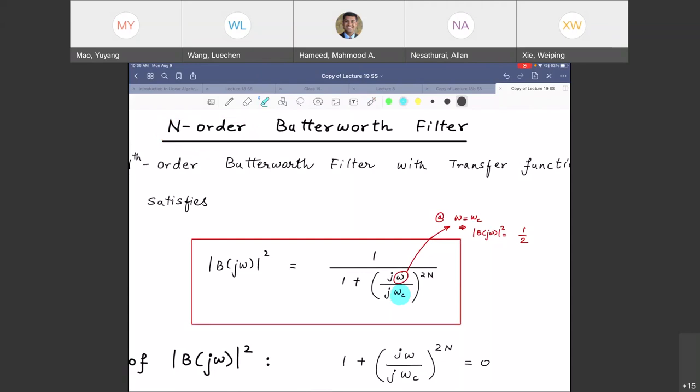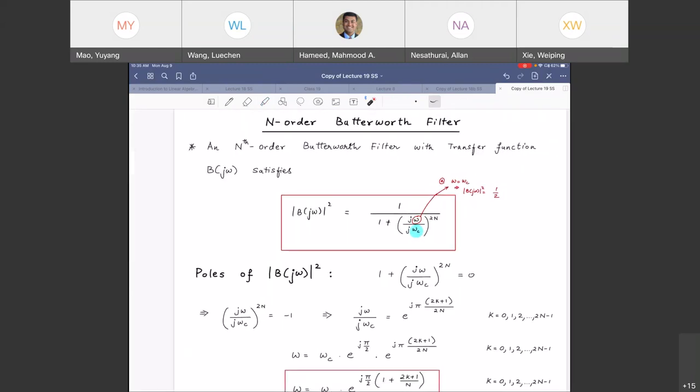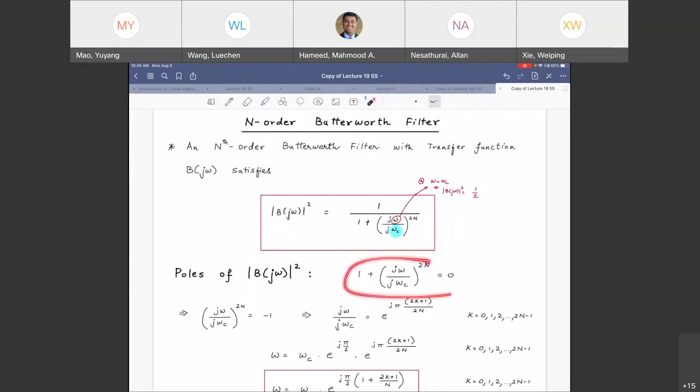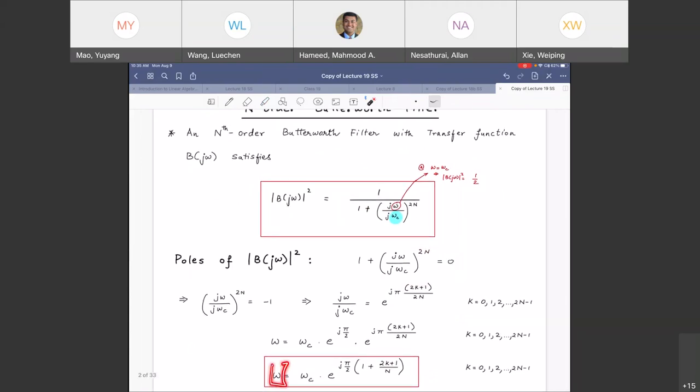Half of them are going to be my stable poles. I'm going to throw away all the poles in the right half. I'm just going to have n poles in the left half plane, and I can tell you exactly where they are. How do I find that out? I simply need to find the values of omega for which the denominator goes to 0. Those are going to be my poles. So I set my denominator to 0 and find the omegas that make that happen.